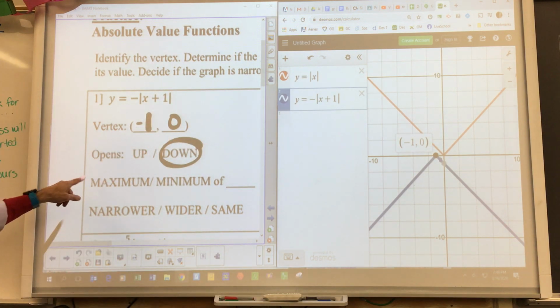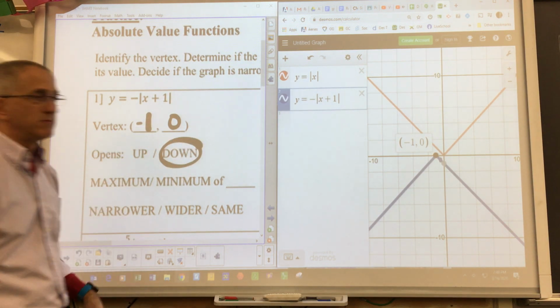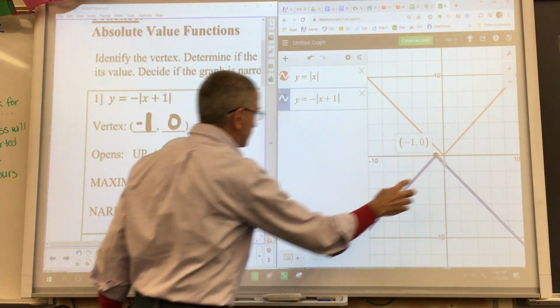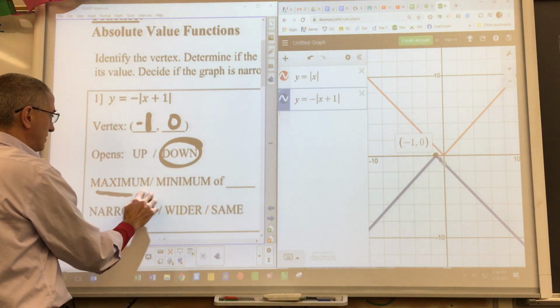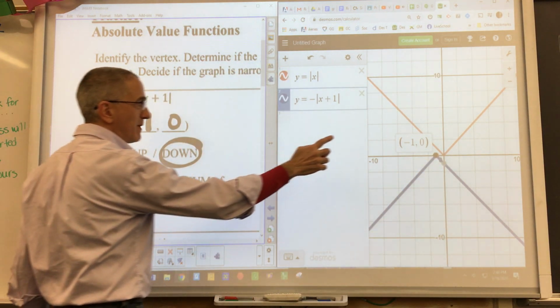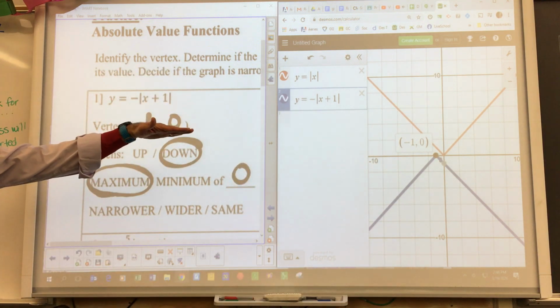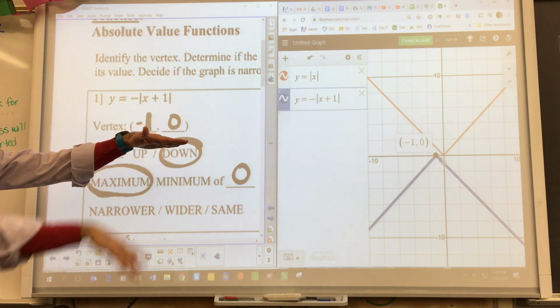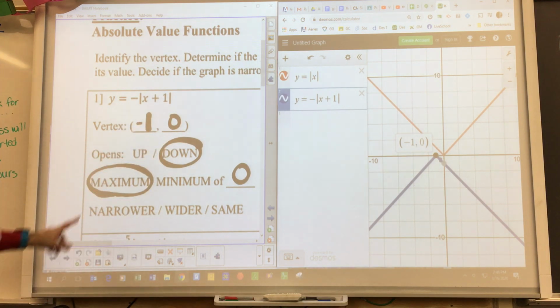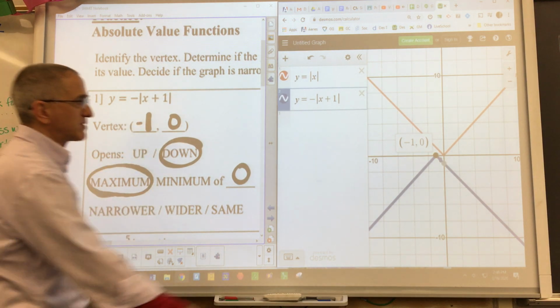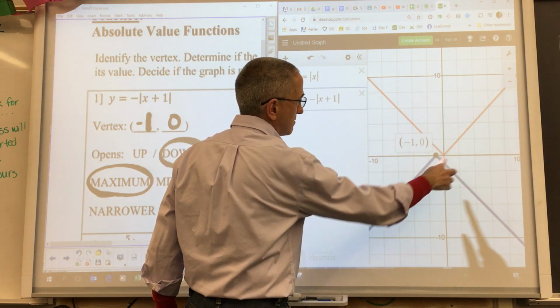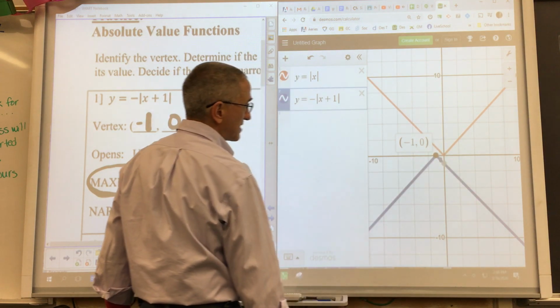Does it have a maximum or a minimum? Well, that is a maximum point because it's the highest point. Circle it. Maximum point is 0. As high as it goes is 0. Everything below it, it goes from 0 down. Is it narrower, wider, or the same as the original? Well, look at these two. I'm going to say it's the same.